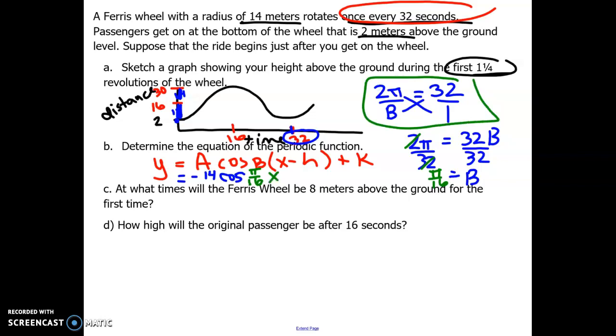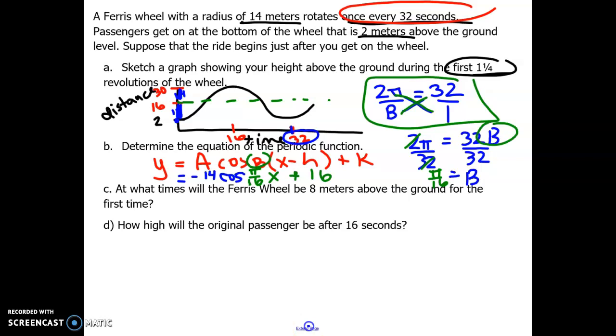Alright, so there's no h value, but there is a k value. Now the k value is 16, because remember that the k value represents where the middle of the graph moved to. So if the middle of the graph was at 0, and now the middle of the graph is at 16, the midline moved up to 16. So again, the k value represents where the middle of the graph goes, because the middle was at 0, but now the middle is at 16.